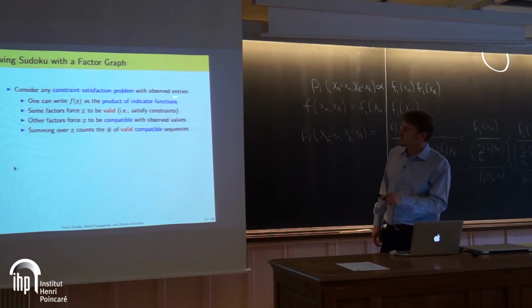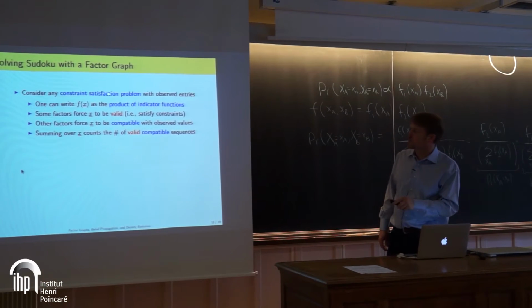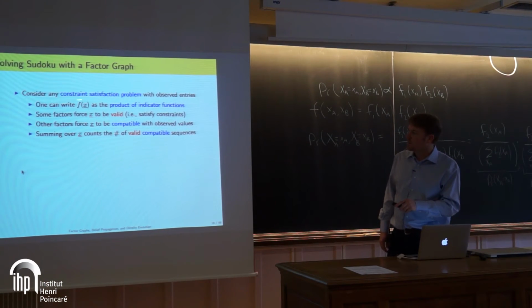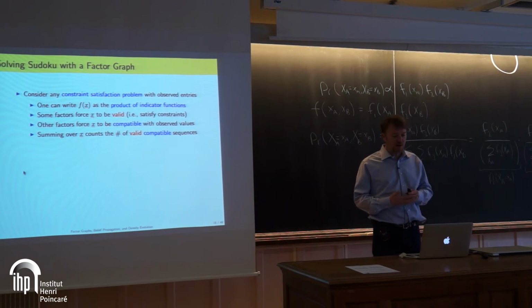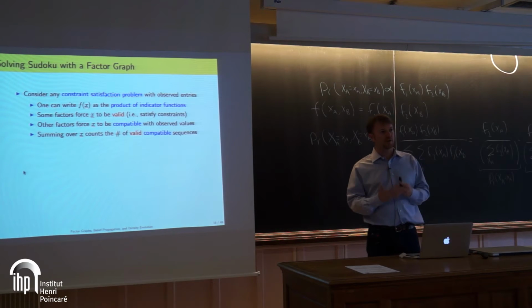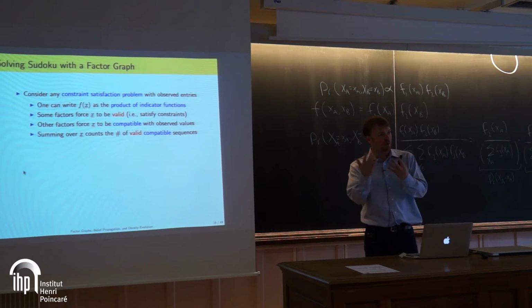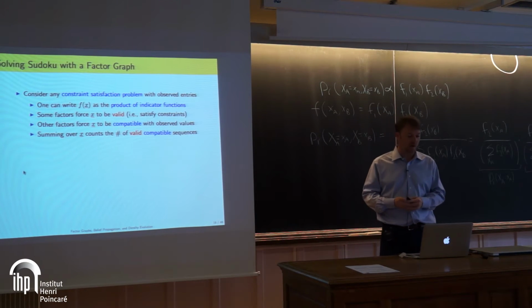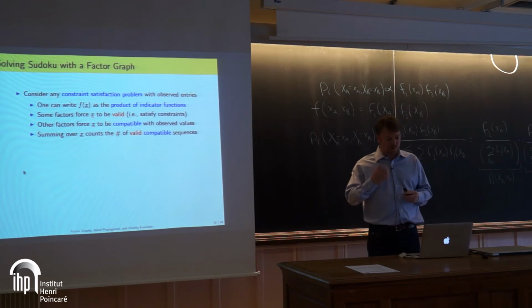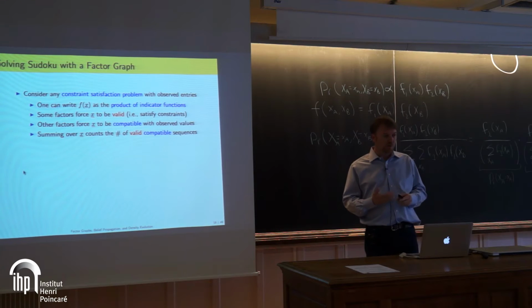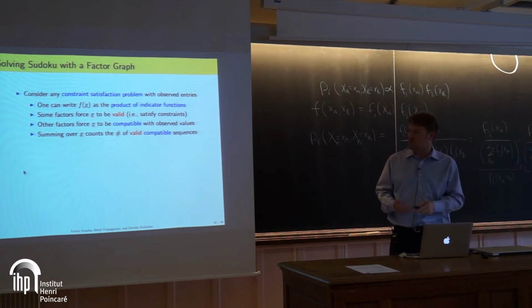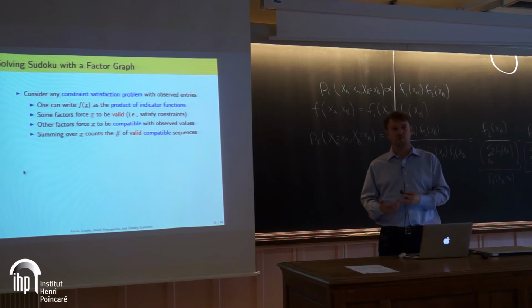First, let's consider any constraint satisfaction problem with observed entries. We see that f of x can be written as a product of indicator functions. Some factors are going to force me to pick a valid thing, so I want it to actually be a pattern where all the permutations line up. And the others force it to be compatible with some observations. And so when you sum over all the x's, this partition function is going to calculate the number of valid compatible sequences for my particular problem.